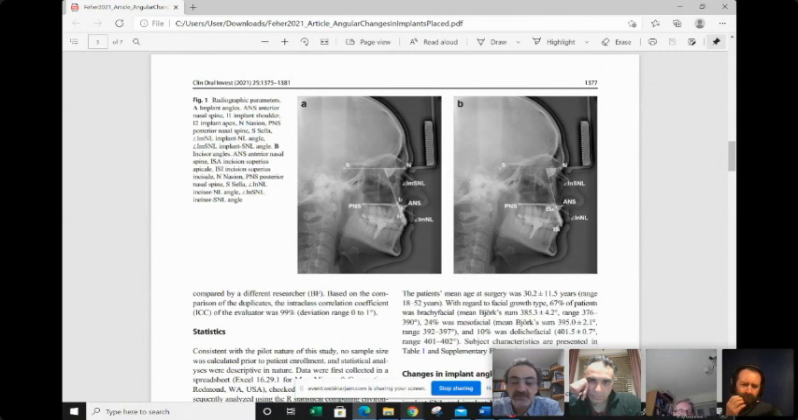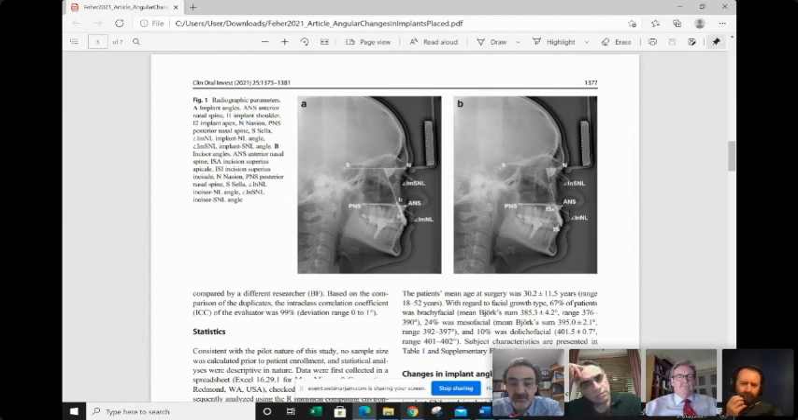On the B image, they did exactly the same thing, but they took the incisal edge of the incisor, the adjacent contralateral tooth, and then the apex of that tooth. They looked at two angles: the implant's SNL angle, so this angle here, and the implant's NL angle, basically the angle here.